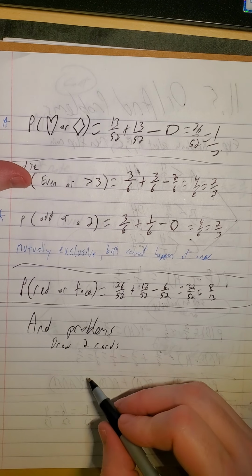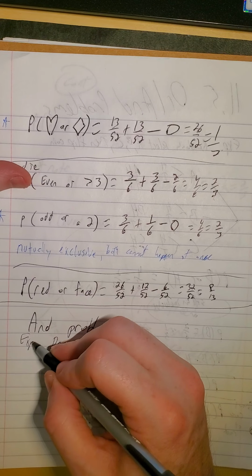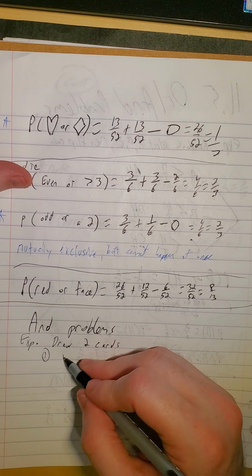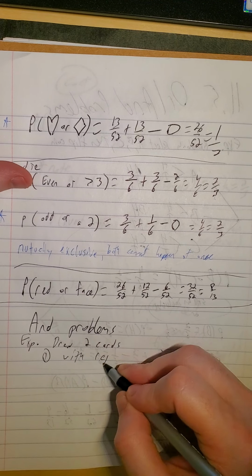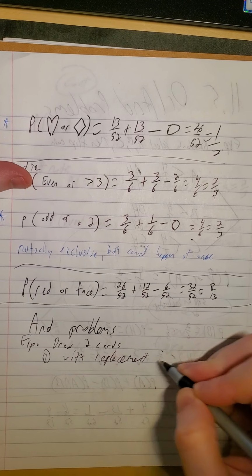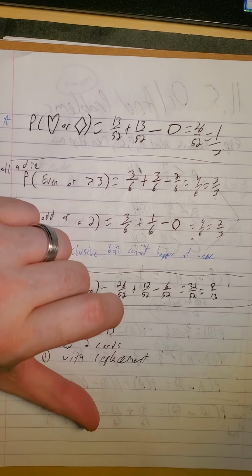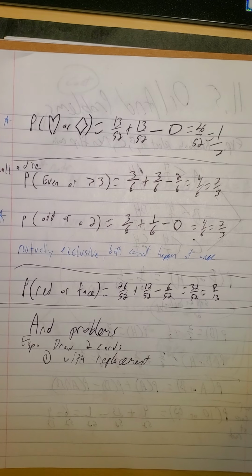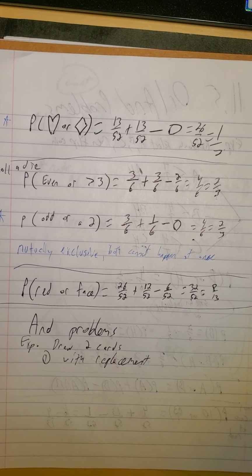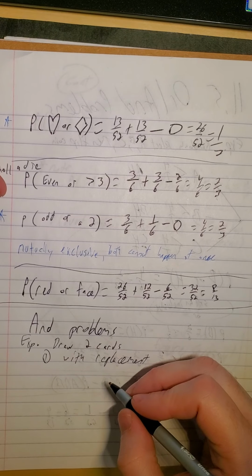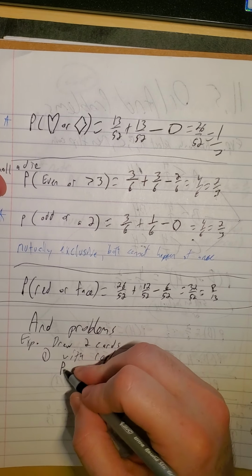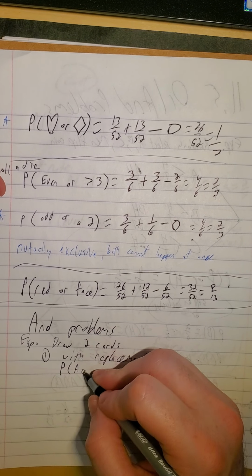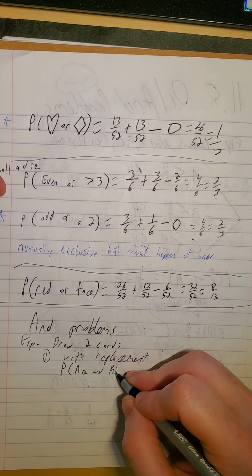So our experiment, we're going to draw 2 cards. And the first time we're going to do it with replacement. So what I mean with that is I'm going to draw my card, look at it, record what it was, throw it back in the deck, shuffle the deck. I might be able to pick that same card again. So we're going to look at probably whether we select an ace and a king.